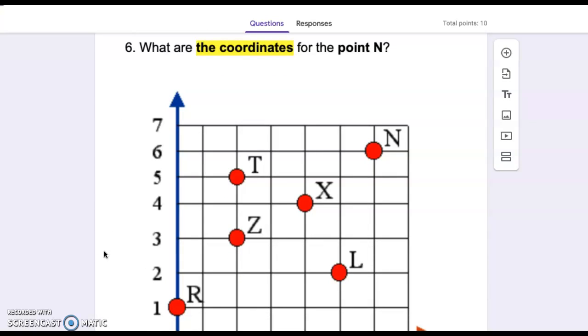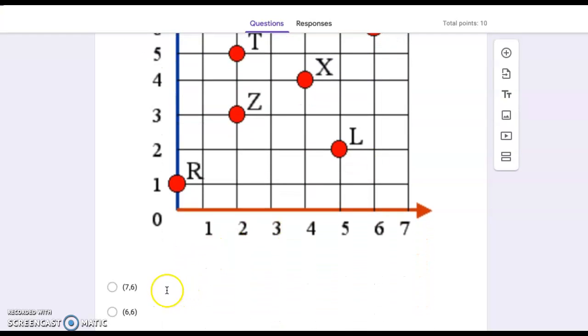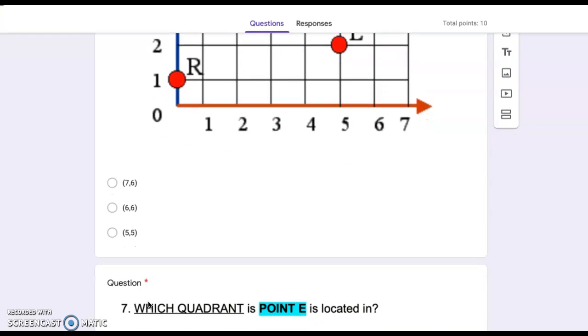Number 6, what are the coordinates for the point N? What is the ordered pair? 7, 6, 6, 6, or 5, 5?